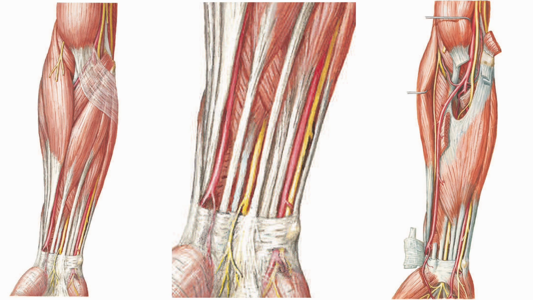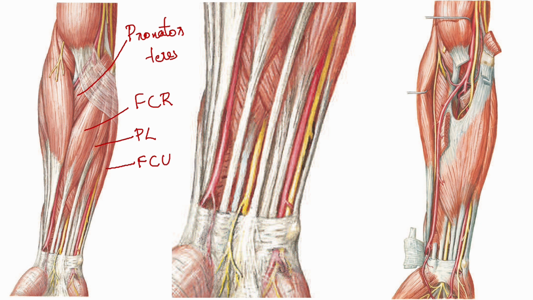Now we can trace the median nerve in the forearm. Before tracing the median nerve in the forearm, we need to understand certain muscular arrangements in this forearm region. We already know this is the superficial head of pronator teres. Then we have the next muscle, that is flexor carpi radialis. Then the next muscle over here is the palmaris longus. For completion's sake, another muscle lying superficially over here is the flexor carpi ulnaris.